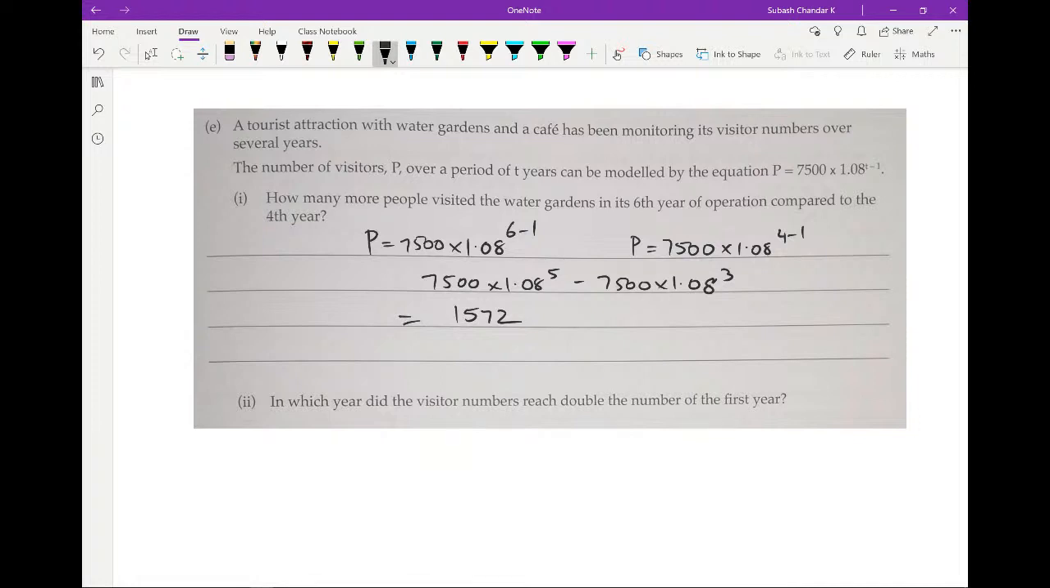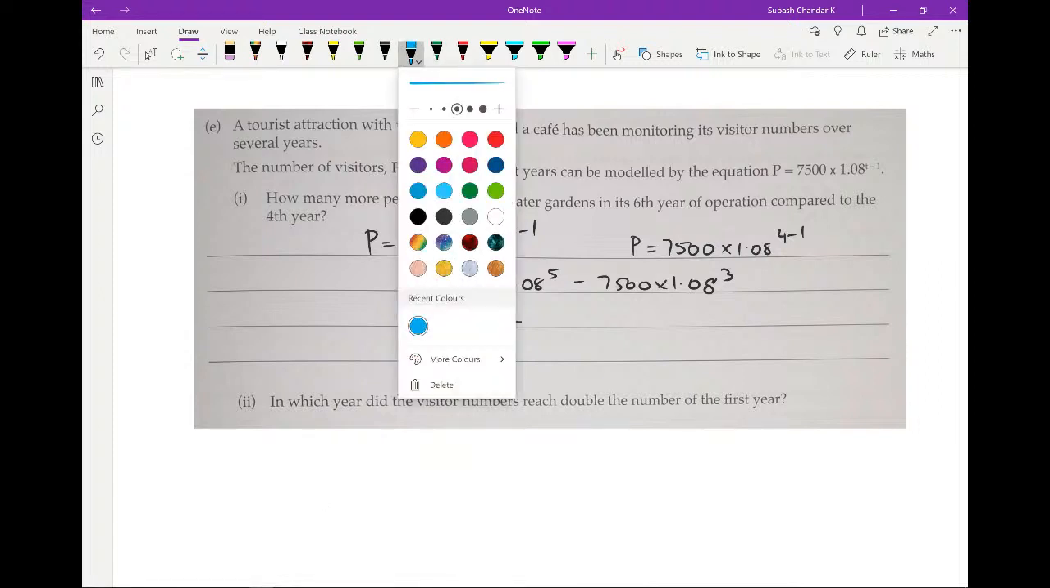All right, so part 2 of the question: in which years did the visitor numbers reach double the number of the first year? So this one, William, here's something that actually helps you guys out.